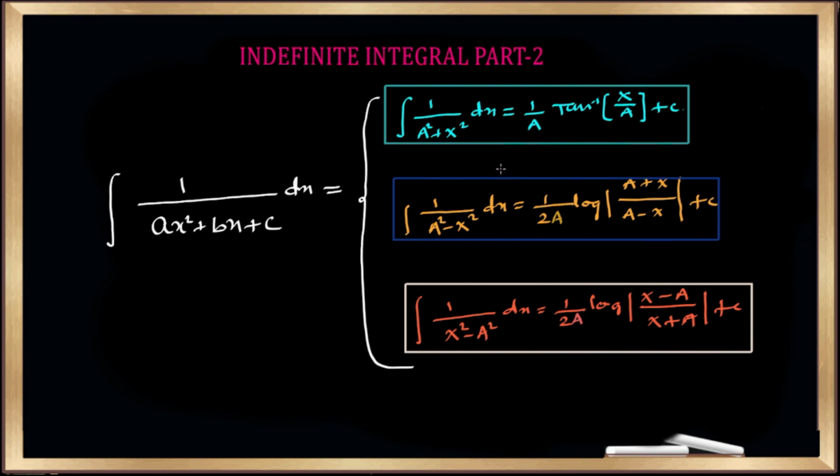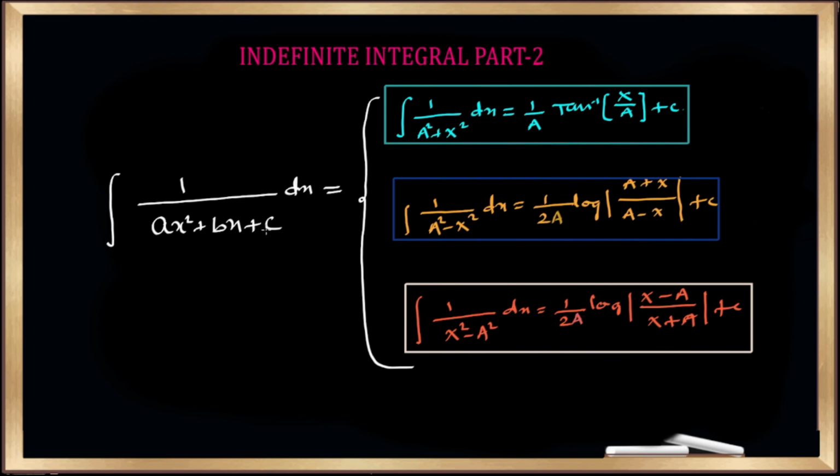Welcome to AIMS tutorial. In today's session we are going to discuss indefinite integral part 2. If your question is in the form of 1 by ax square plus bx plus c, this ax square plus bx plus c is called a quadratic expression.